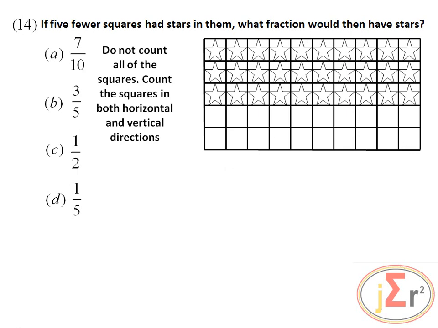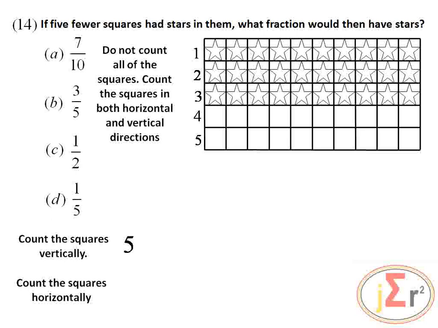But when we have a rectangle in a system like that that is divided into many other rectangles, or in this particular case many squares, then we can take a shortcut in finding the number of them. So do not count all of the squares. Count the squares in both horizontal and vertical directions. So count the squares vertically. 2, 3, 4, 5. We have 5 of them. Count the squares horizontally.